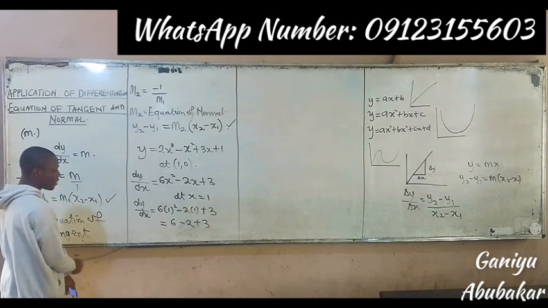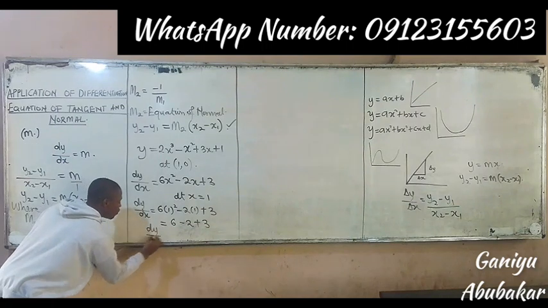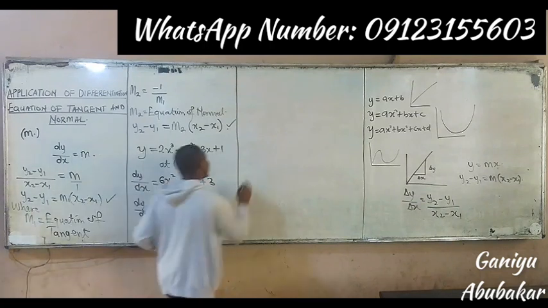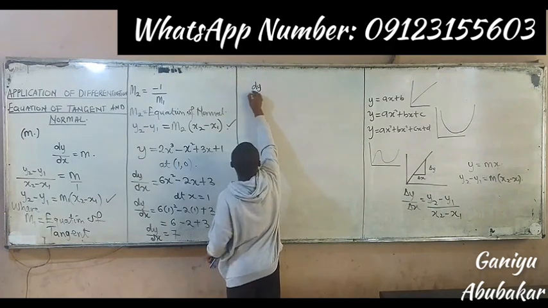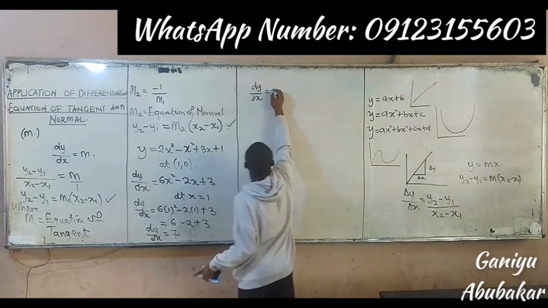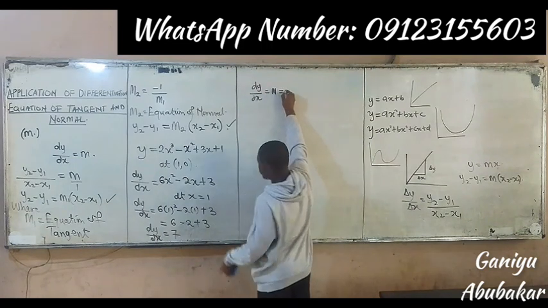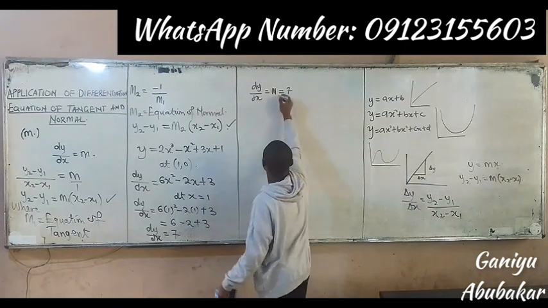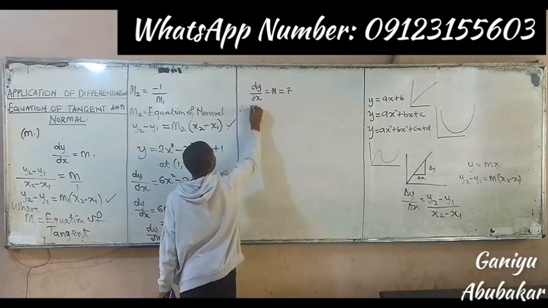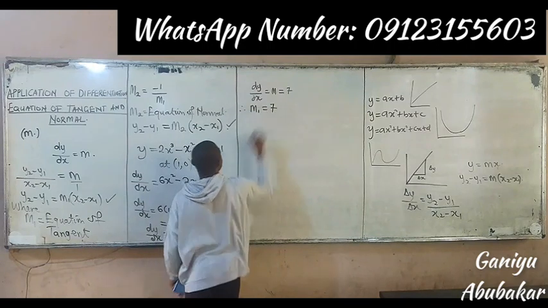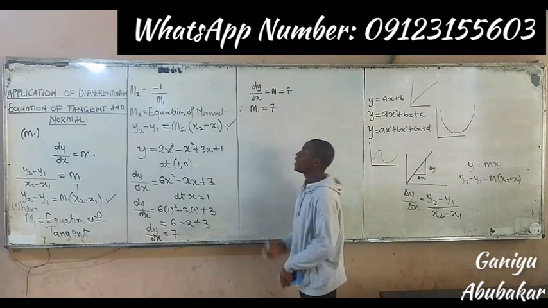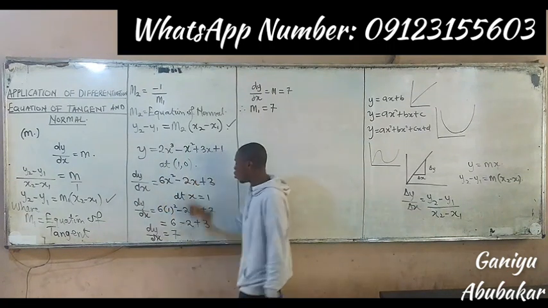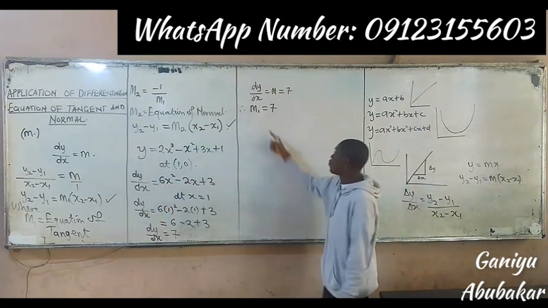What must I do here? The y over the x here is equal to what? 7. Of course, we said that the y over the x is the slope, M, which is equal to what? 7. So in other words, my m1 is equal to 7. So first, get the value for the y over the x. Substitute x as 1 to have the real value of m1.